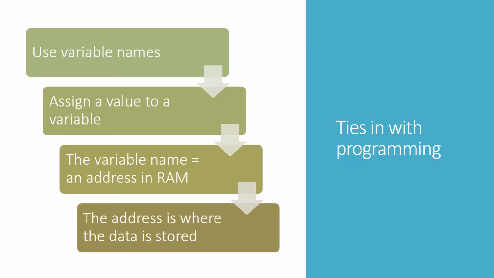This ties in with what you do when you create a program. You use variable names, which actually just identify memory locations. And in a typical program command, you will assign a value to a variable. The variable name will tell the computer what address to use in RAM, and the data is then saved to that address.